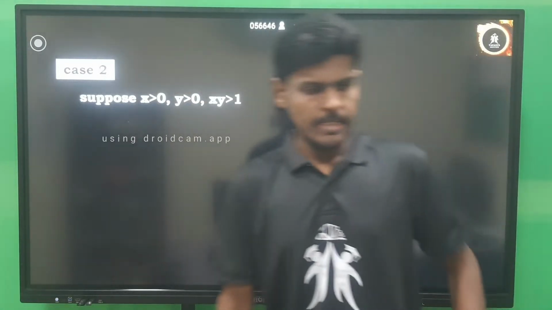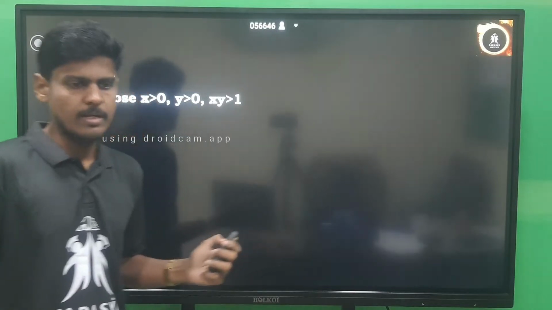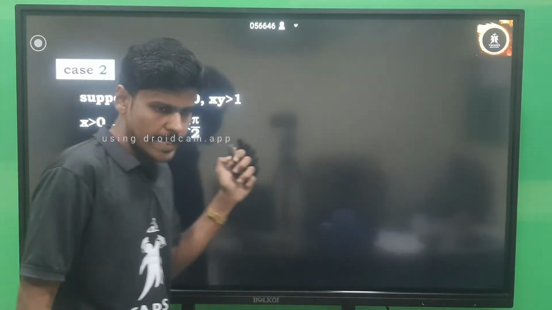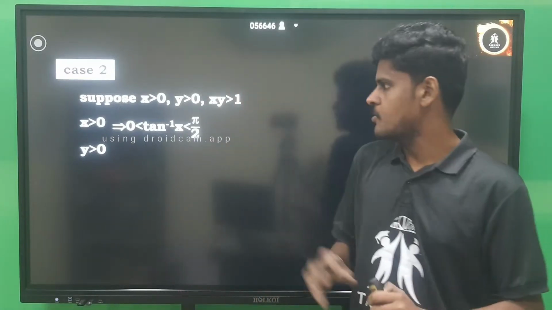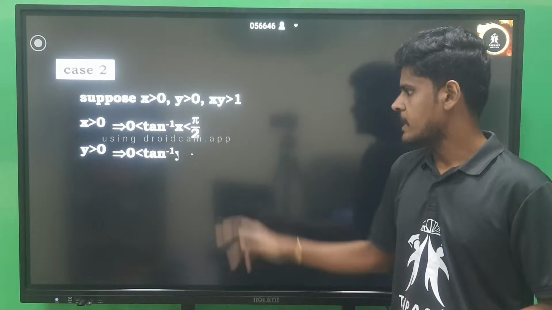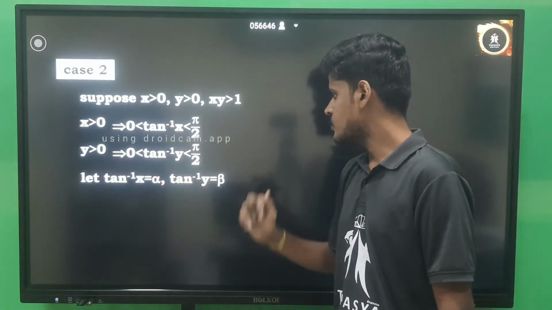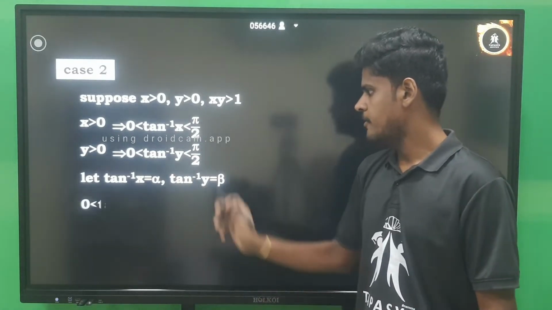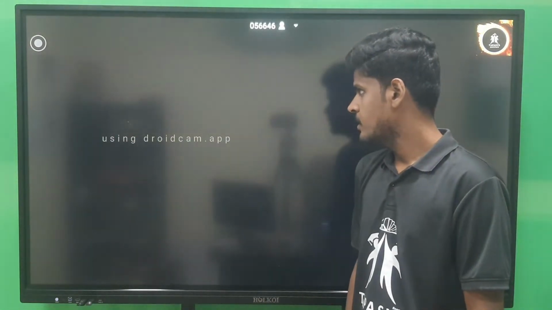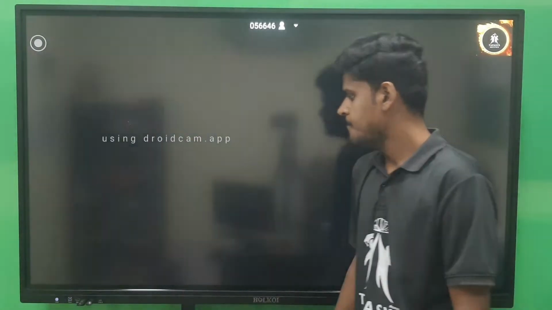Second case: x is greater than 0, y is greater than 0 and xy is greater than 1. Now again the proof is similar to this. X and y greater than 0 means tan inverse x lies between 0 to 90, and tan inverse y lies between 0 to 90. So let this be alpha and beta. When we add these two, it lies between 0 to 180.